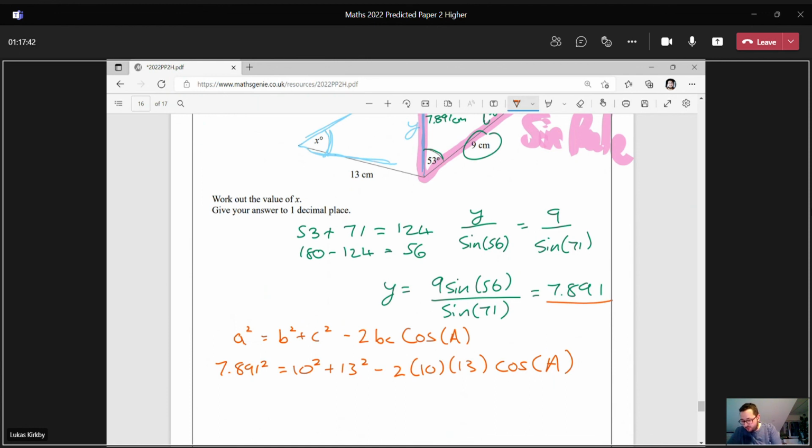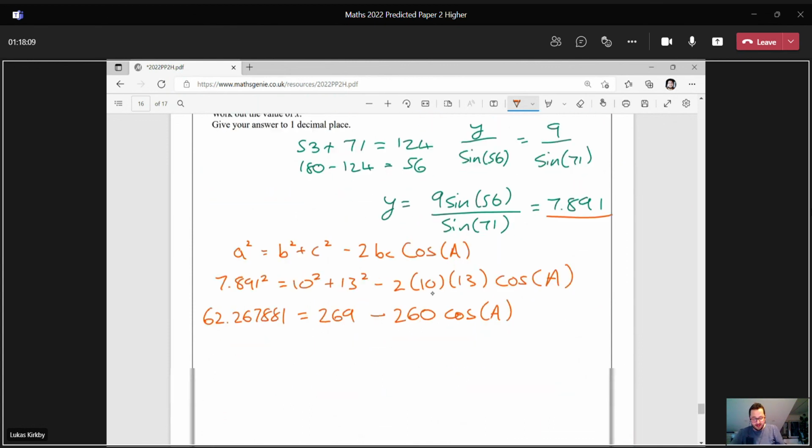7.891 squared. I'll work them out a bit so you can see more how this is looking. So this is 62.267881, let's say. It's going to be now 10 squared plus 13 squared is 269, minus 2 times 10 is 20, times 13 is 260, cos of a. Okay, so we've simplified that a bit.